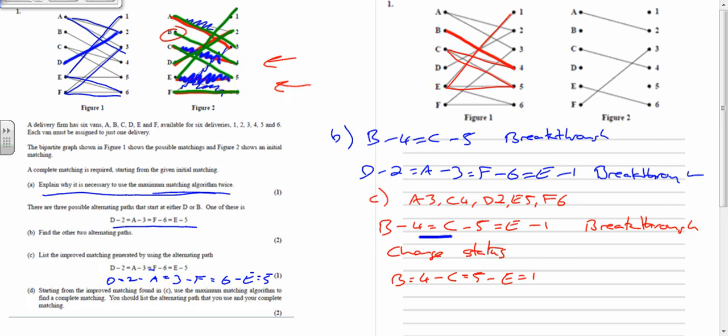So then you've got to say your complete matching. So now we've got complete matching, and that's going to be A3, B4, C5, D2, E1, and F6. That's it. That's how to get all the marks on this question.